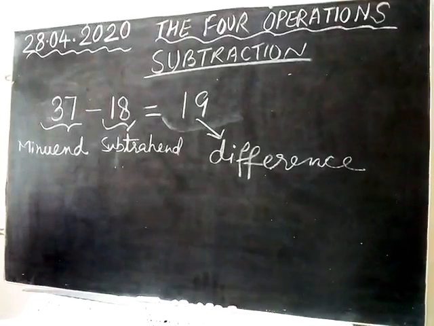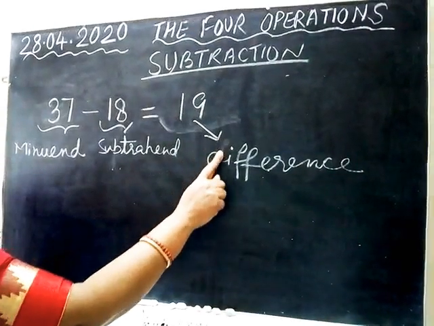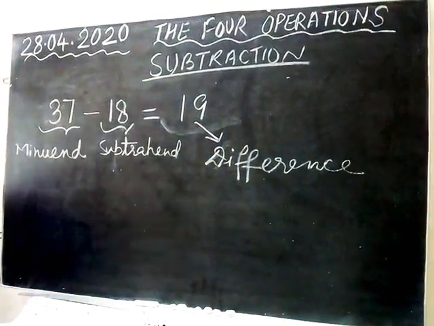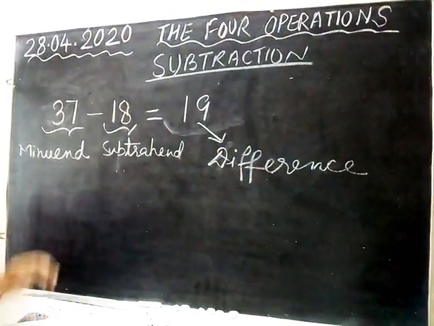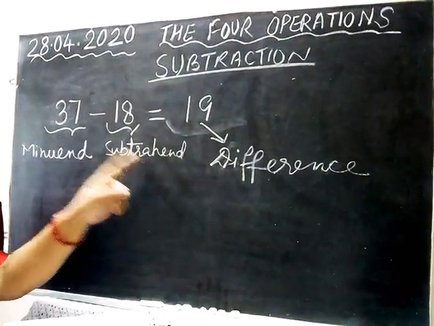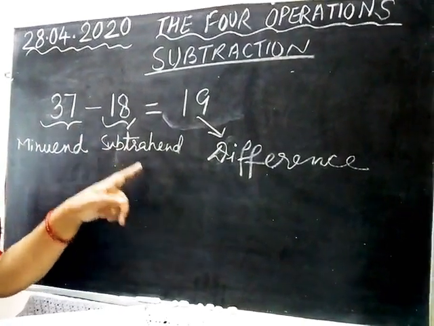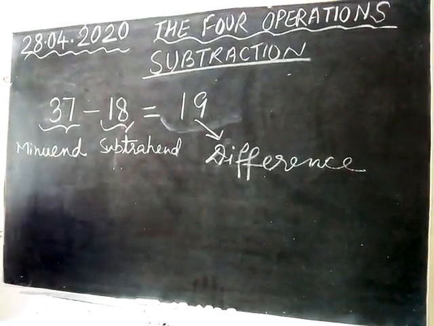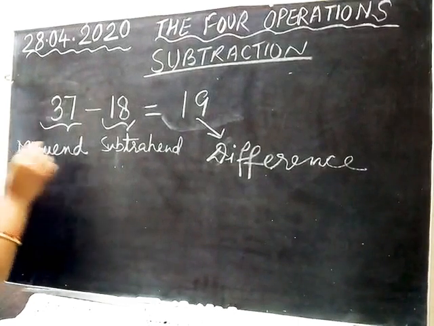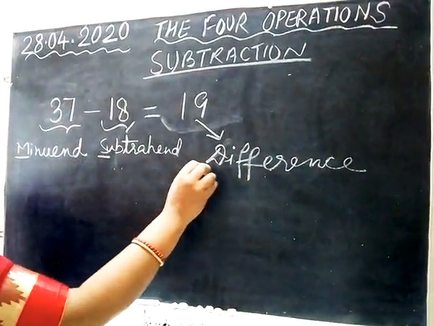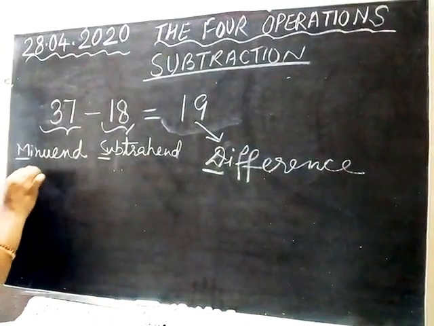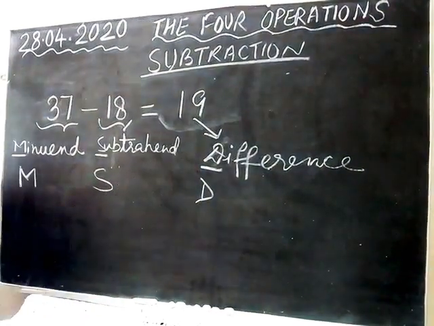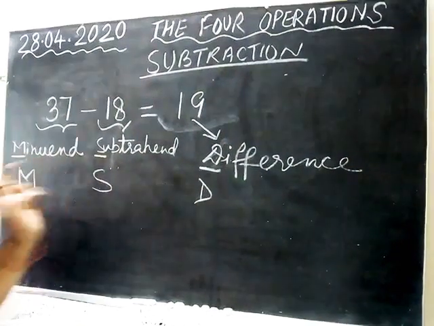Now here, children, a problem comes. You children, and even sometimes we teachers, get confused: is this minuend or is this minuend? Is this subtrahend or is this subtrahend? So for that I will give you one trick to remember this. Let us take the first letter of each name. So what am I getting here? M, S, D.